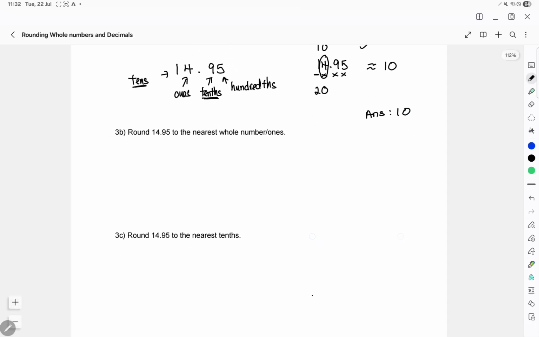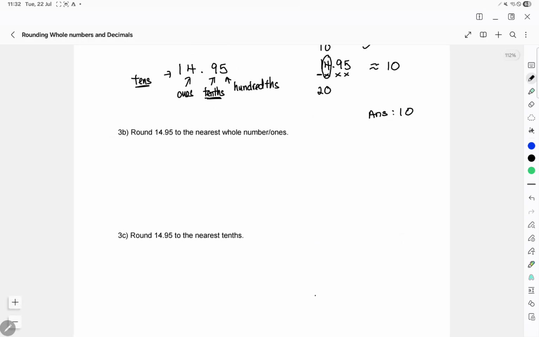Alright, let's move on to the next question. So we have to round 14.95 to the nearest whole number, or sometimes we call it the ones place. 14.95 is in between which two ones, or whole numbers? So the whole number, or the ones place, is here. Okay, 4 is the ones place, so we only want the ones place and above. We do not want the tenth, we don't want the hundredth.